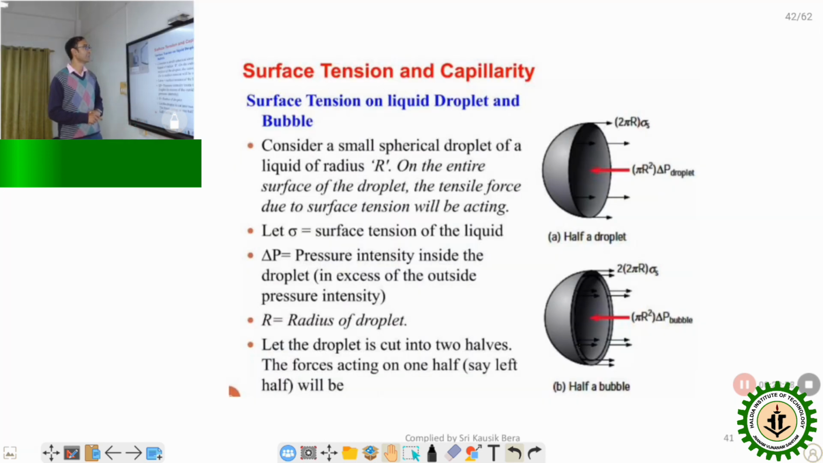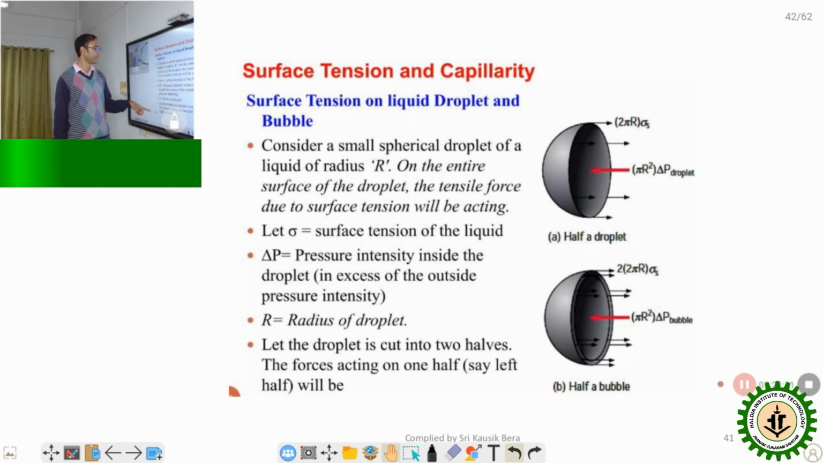So, surface tension on a liquid droplet and bubble. We can define it as considered in this diagram, a half droplet and a half bubble. In this diagram, a small spherical droplet of liquid of radius r. On the entire surface of the droplet, the tensile force due to the surface tension will be acting. Here the circumference force, and this is the droplet force: pi r squared into delta p, and this is around 2 pi r into sigma for this half droplet.